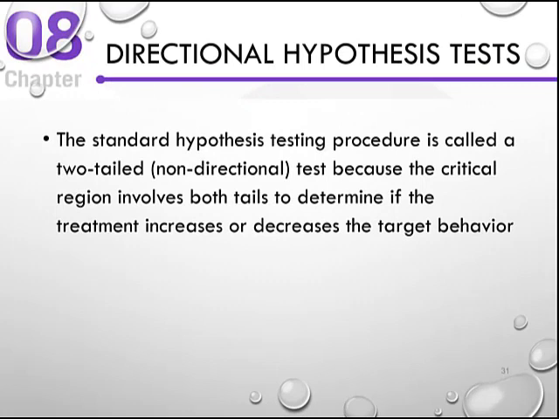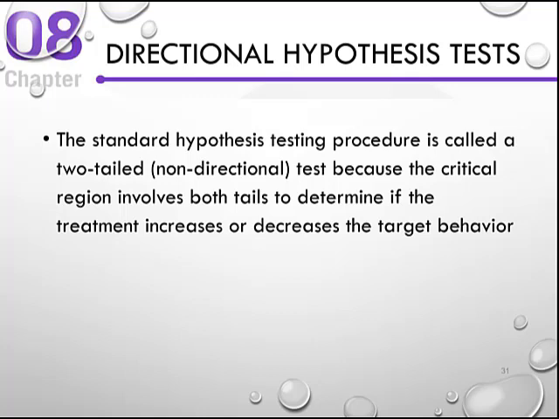So what we've been talking about the whole time is called the standardized hypothesis testing procedure. And it's also called a two-tailed or non-directional test because the critical regions that we looked at involve both tails to determine if the treatment increases or decreases the target behavior. So that's when we say, yeah, classical music is going to affect math skills. We didn't say it's going to increase the math skills or decrease the math skills. We just said it's going to affect it. So that means we left it open if we're going to find the z-score in the top or in the bottom tail. That's what's called a two-tailed or non-directional test.